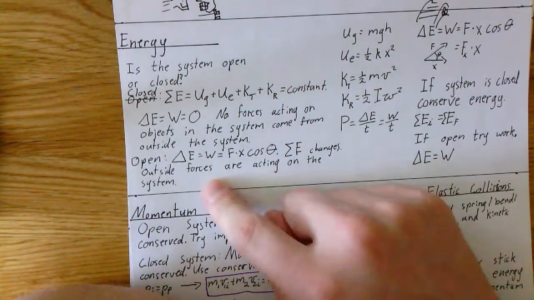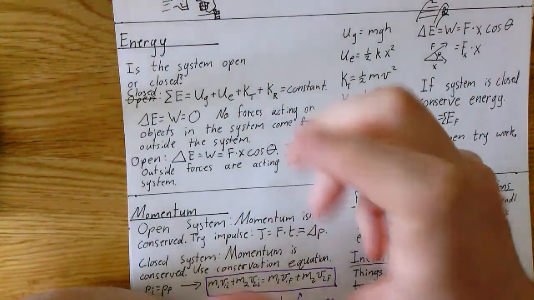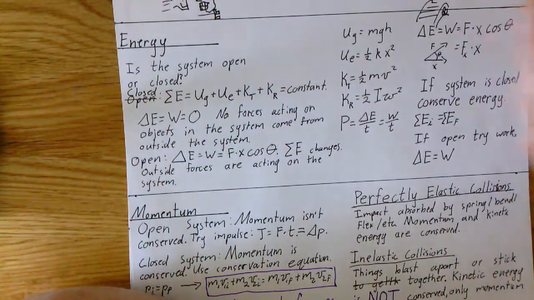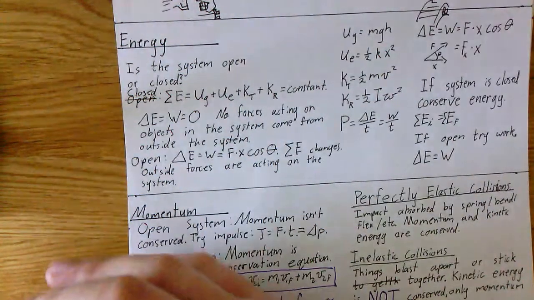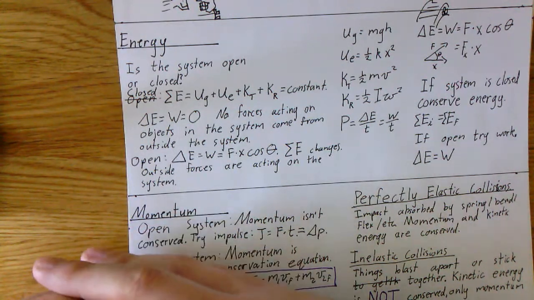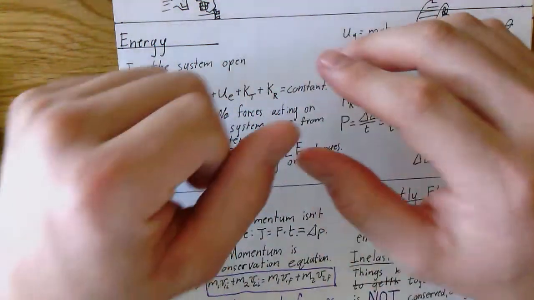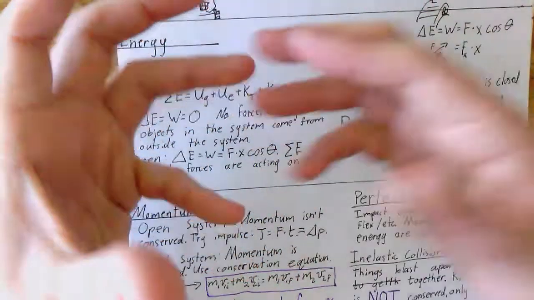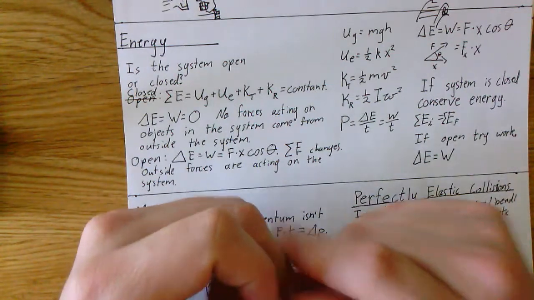So the sum of energy changes. Outside forces are acting on the system, so we could gain energy. That would be like I have something sitting on the ground, and then someone comes around and picks it up and then puts it on a table. They just raised it up, so now there's more energy. They did work on the system. It could be I slide a hockey puck across some ice and it is slowing down and comes to a stop. That would be friction taking energy out of the system. So friction did a negative amount of work to the object.